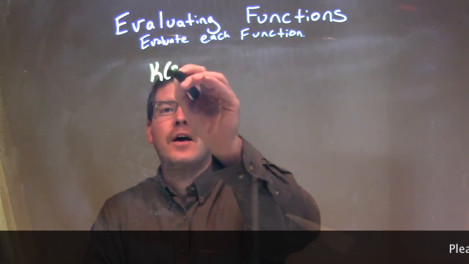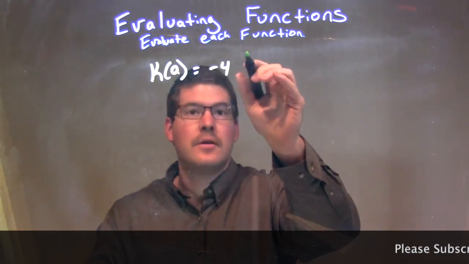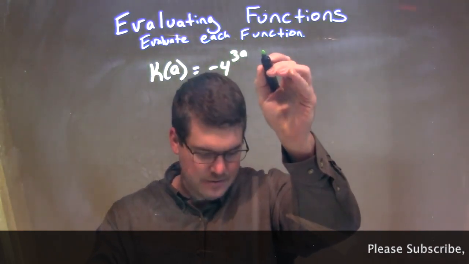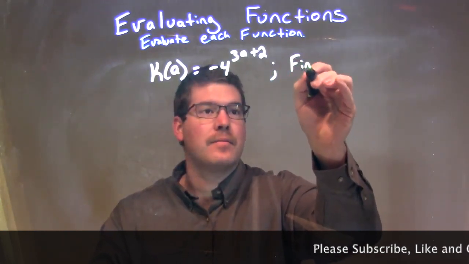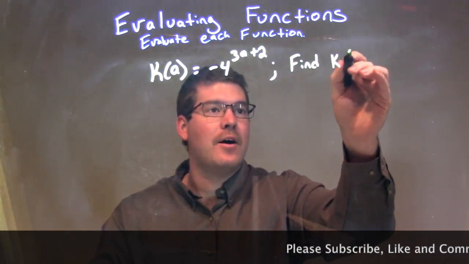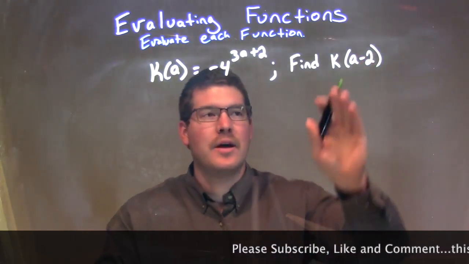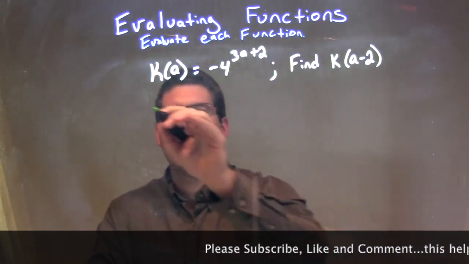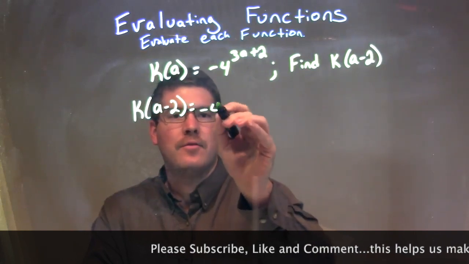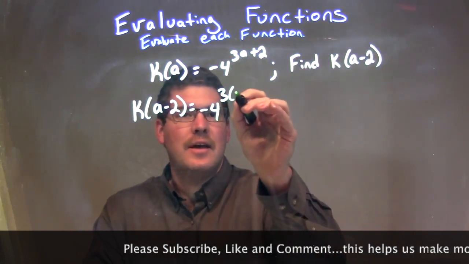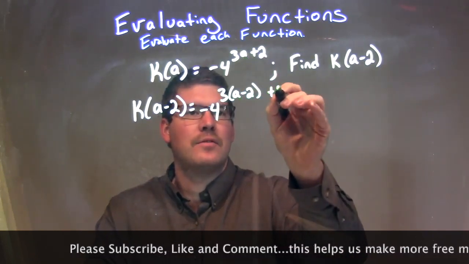K of a is equal to negative 4 to the 3a plus 2 power. And we want to find k of a minus 2. So every single time we see an a, we need to plug in an a minus 2. So we have k here of a minus 2 is equal to negative 4 to the 3 times a minus 2 power. Remember that a, we plug in an a minus 2, then we have plus 2.